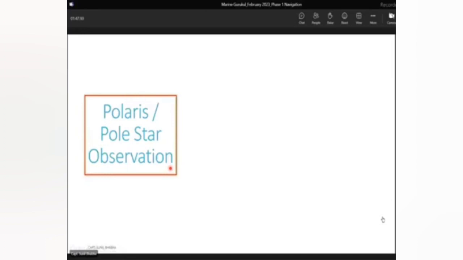Now, before we go into the stepwise procedure, we need to understand the basic concept on which this method is based. For this, we need to make a rational horizon diagram. Let's assume our observer is in the north hemisphere, and let's make a rational horizon diagram for him.